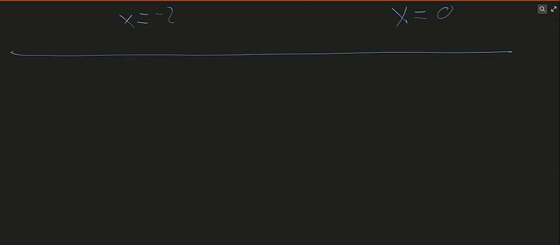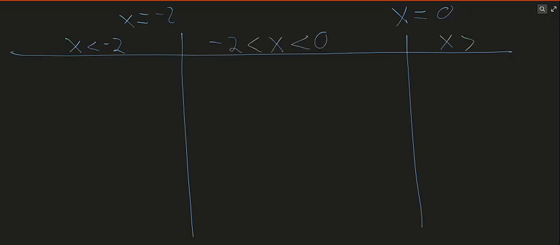Let me actually just make this table more sensible looking. So in this case, that's this. And in this case, I just want to leave myself enough room. So for x is equal to negative 2, the interval to the left of it is x is less than negative 2. The interval between is negative 2 and 0. And the interval on the right is x is greater than 0.